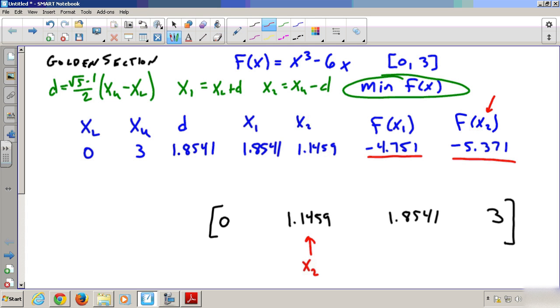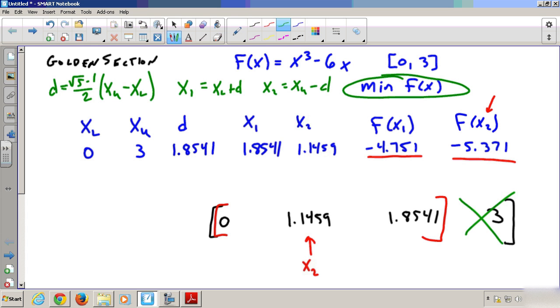So what does that mean? That means the new range goes between whatever is before it and whatever is after it. I've now boxed in red the new range. What have I eliminated in this process? I've eliminated the range between 1.8541 and 3. The reason this is confusing is that if it were a max, I would be looking for the max value here, and I would actually be choosing x1. I'm not choosing x1, I'm choosing x2 as the center of the new range because I'm looking for a min, and that's the key thing.